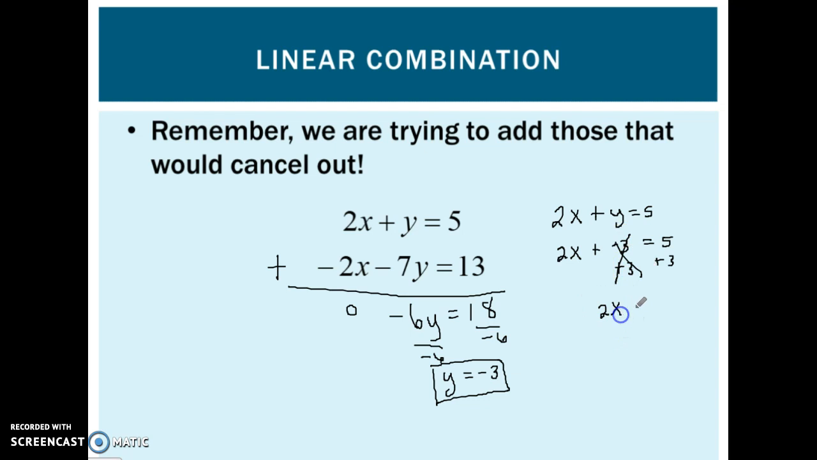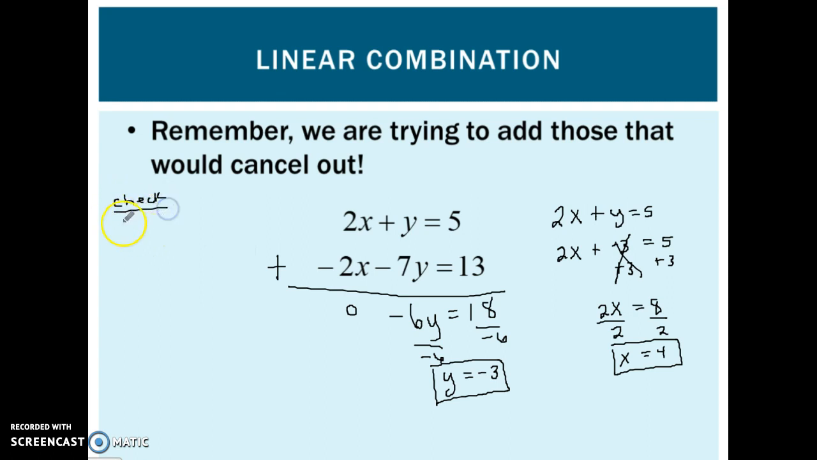And we have 2x equals 8. 2 times x, the opposite of multiplying by 2 would be to divide by 2. And we find that x equals 4. So our solution to this system of equations is the ordered pair 4, negative 3. And it is important to check your answer for both equations.